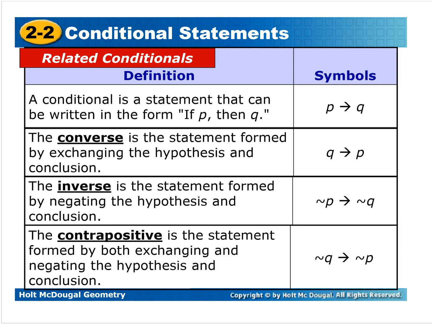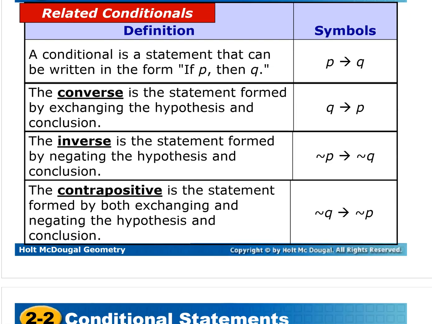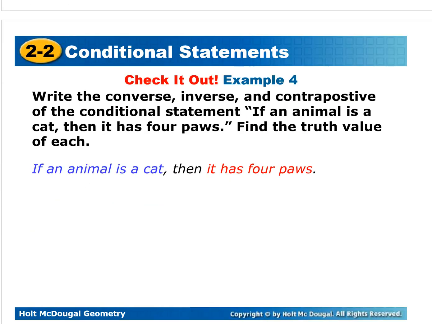You start with a conclusion, and then you end with the hypothesis. The inverse is the original, but negated. So if it's not P, then it's not Q. The contrapositive is the converse, but negated. So if it's not Q, then it's not P. And I'll show you what those look like in written form here.